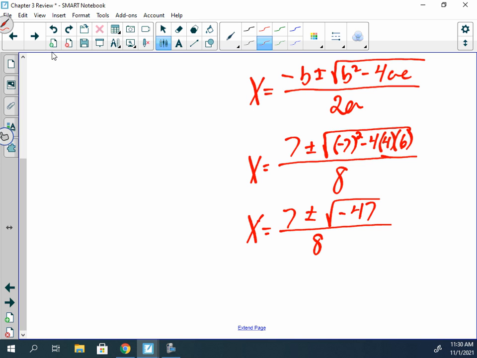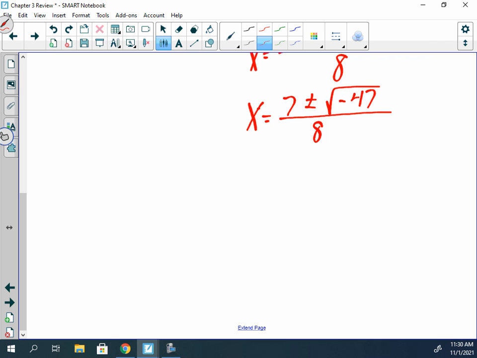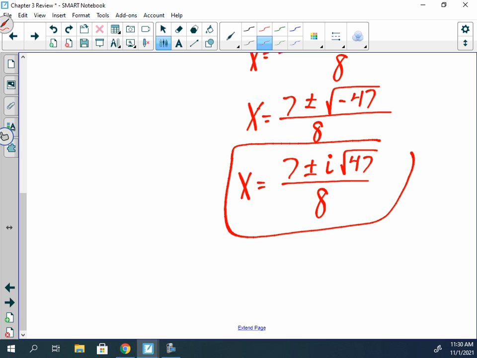Let's finish this out here because we're almost done. Well, 7 plus or minus. The only way that we can simplify the square root of negative 47 is pulling out the i. And that right there is our solution.